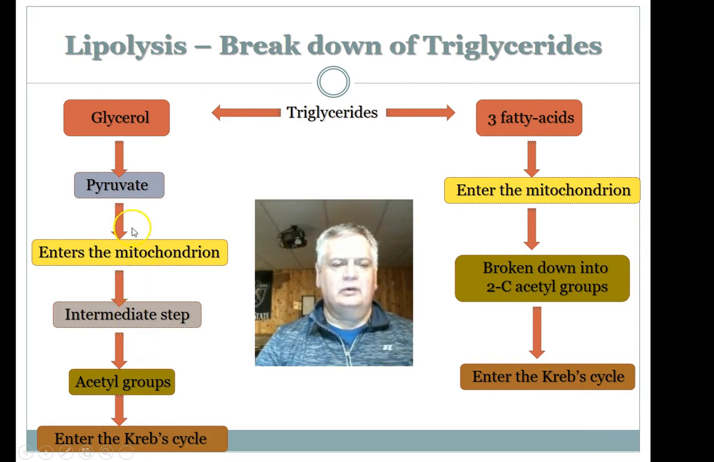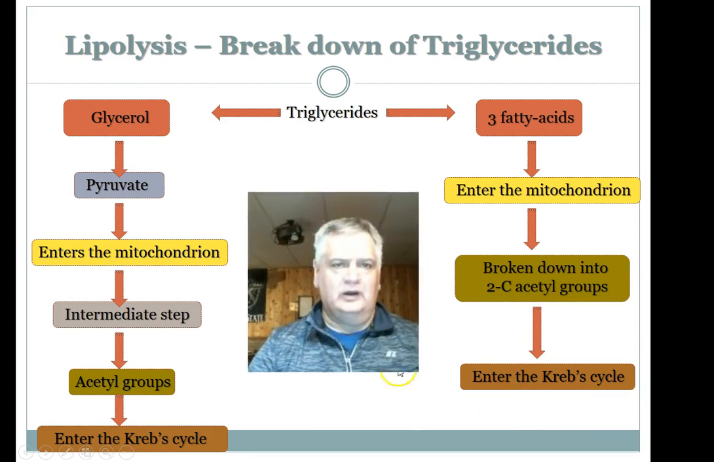It'll be broken down from a 3 carbon compound into a 2 carbon compound, which is referred to as an acetyl group. The acetyl group will enter the Krebs cycle, and as they say on Seinfeld, yada, yada, yada. The Krebs cycle takes place and then oxidative phosphorylation, or the electron transport chain. Fatty acids, on the other hand, will enter directly into the mitochondrion, and once inside the mitochondrion, those fatty acids will be broken down into the 2 carbon acetyl groups, and those 2 carbon acetyl groups will enter the Krebs cycle, and yada, yada, yada.